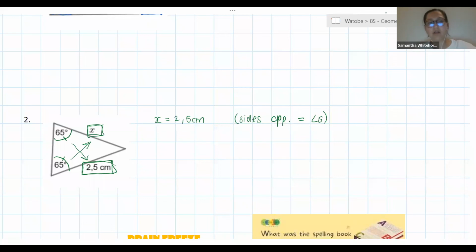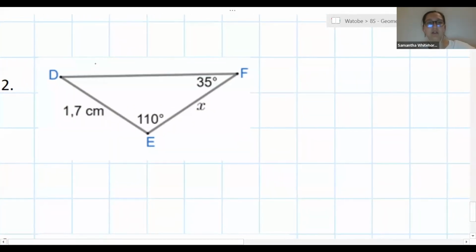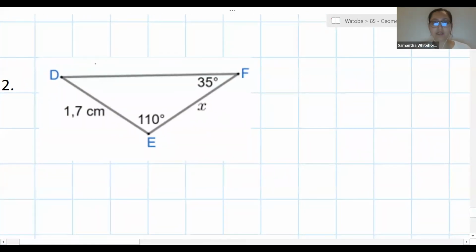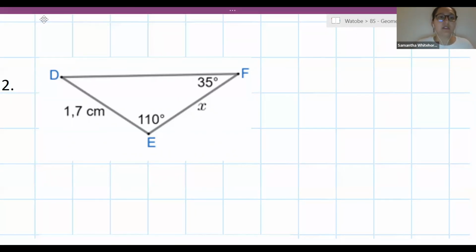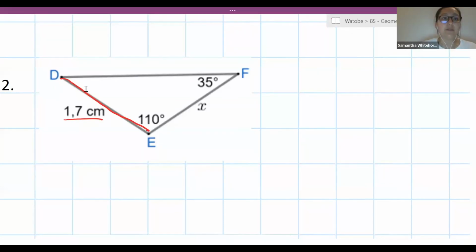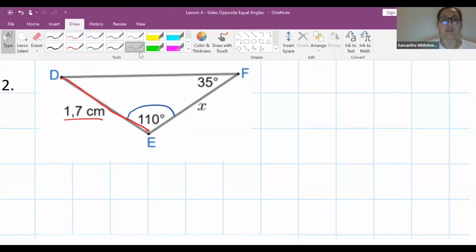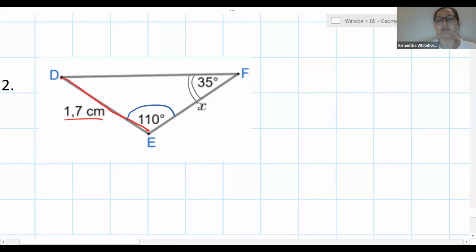Okay. Right, guys. So let us have a look at, I know I skipped a couple, but I want to look at this one. So this question 2, we've got triangle DEF. Now, what we need to be mindful of here is that I've been given quite a bit of information. So one of the pieces of information that I've been given is the fact that the side DE is equal to 1,7 centimeters. Another piece of information that I've been given is that this angle E is 110. And the last piece of information that I was given was the fact that this angle F is 35 degrees. And it's asking me to solve for X.